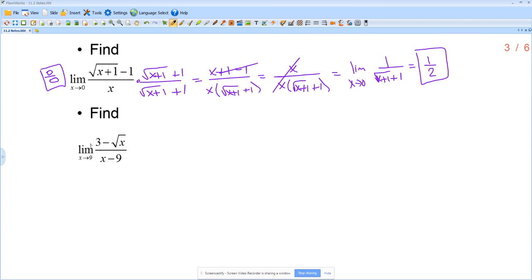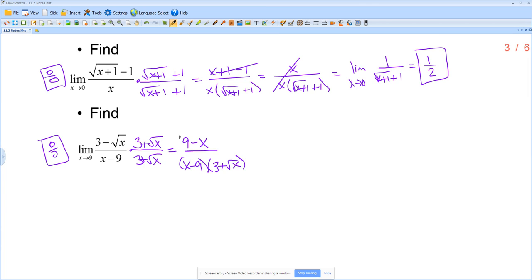All right, if I substitute 9, 3 minus the square root of 9, 9 minus 9 would give me 0. The function doesn't exist. The limit might. I'm going to multiply by the conjugate, 3 plus root x over 3 plus root x. I get 3 minus, nope, just kidding, 3 times 3 is not 3. I get 9 minus x over x minus 9 times 3 plus square root x.